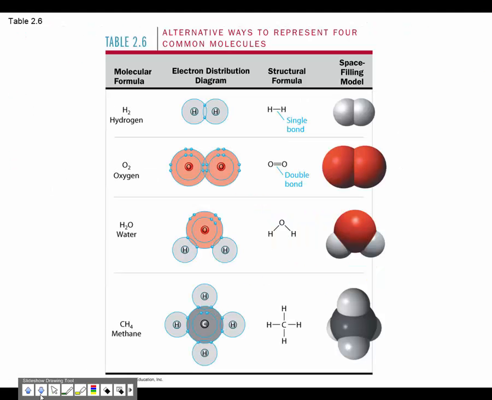There are a couple of different ways to show bonds. The electron distribution is this column here: oxygen is sharing, water is sharing, and here's the methane we drew. Or you can do the stick figure. The technical term is the structural formula. Because this is a double bond, you see two lines there. Because this is bent, you bend the stick figures, and methane right here. And then you have space filling models, where you get the idea that electrons are moving in and out.